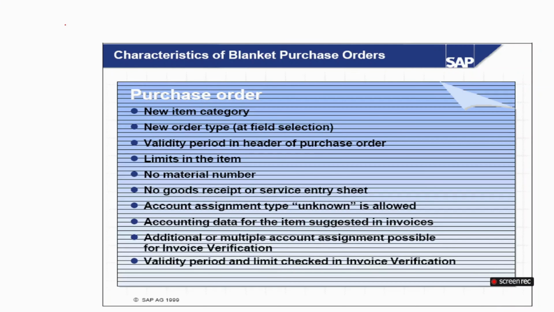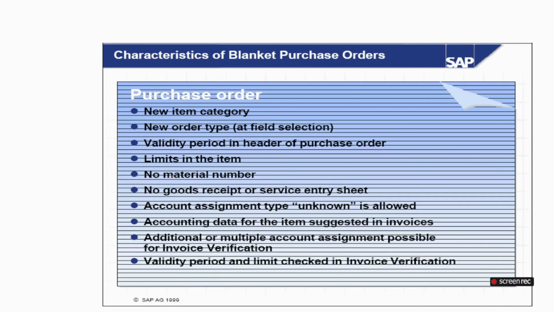Now we will discuss some interview questions and global certification questions on that. So in blanket purchase order, new item category is there and new order type is there, because in blanket purchase order the type is FO. Validity period in header of purchase order is mandatory data, but in a standard purchase order we never give that validity period. Limits is also mandatory here, and material number is not required.